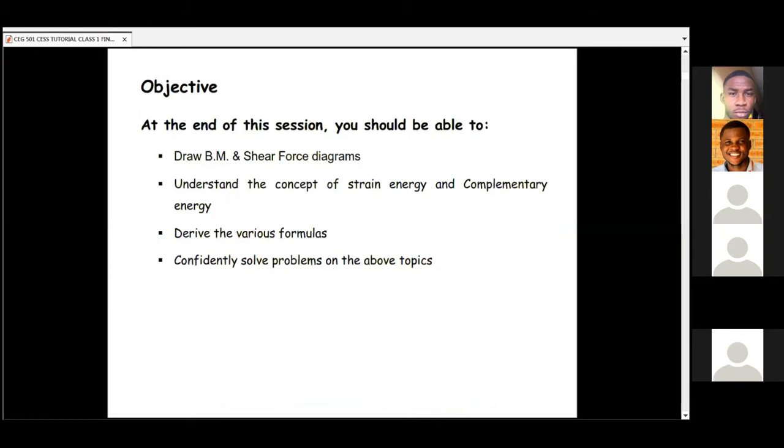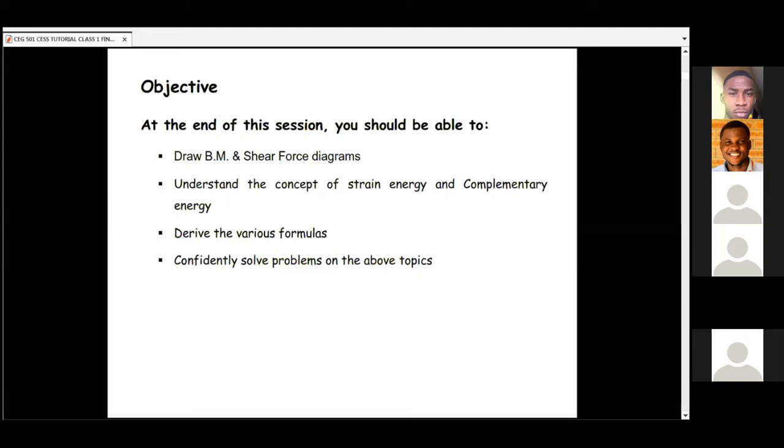So today we want to achieve, one, drawing the bending moment and shear force diagrams. This normally is something that we all know, but the man has a way of calculating his own bending moment and shear force. So I want to reintroduce us to his concept, and then we'll solve some questions to acclimatize us to the process. The second one is understanding the concept of strain energy and complementary energy.